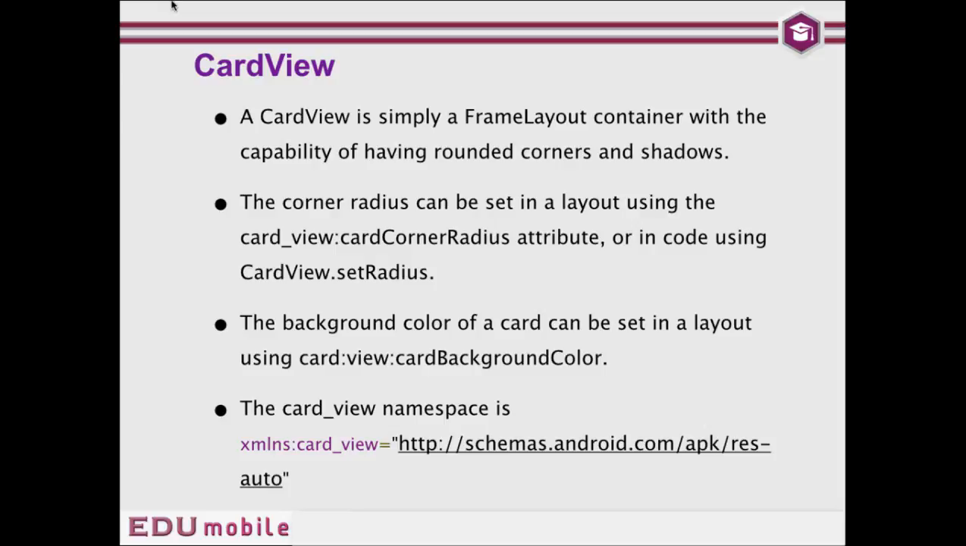So we can set the corner radius and we can set the background color. I've given you the properties here. In the layouts, cardview:cardCornerRadius, or in code using cardView.setRadius. The background color can only be set in the layout using cardview:cardBackgroundColor. Now, this is obviously in a separate namespace in your XML, so you need to call that namespace out in the XML. And that is xmlns:cardview, and then I've given the namespace definition here.